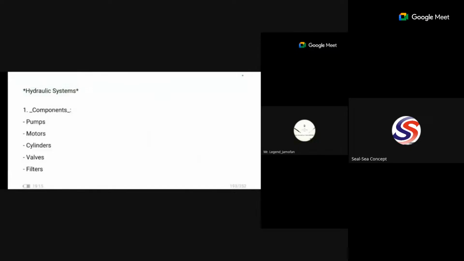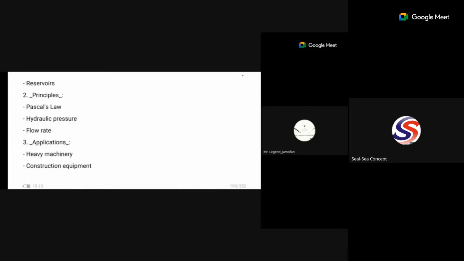So we have the hydraulic components. We have pumps, motors, cylinders, valves, filters, and reservoirs for the storage of this oil. And what is the working principle that a hydraulic system actually works on? It works on Pascal's law.